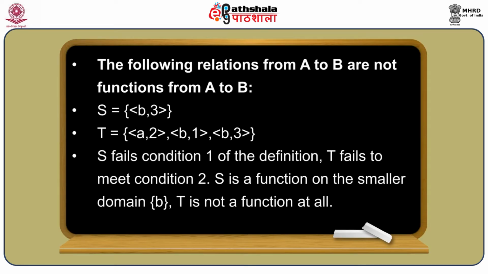The following relations from A to B are not functions from A to B. S defined as {(b,3)}, T defined as {(a,2), (b,1), (b,3)}. S fails condition 1 of the definition, T fails to meet condition 2. S is a function on the smaller domain, the singleton of b. T is not a function at all.